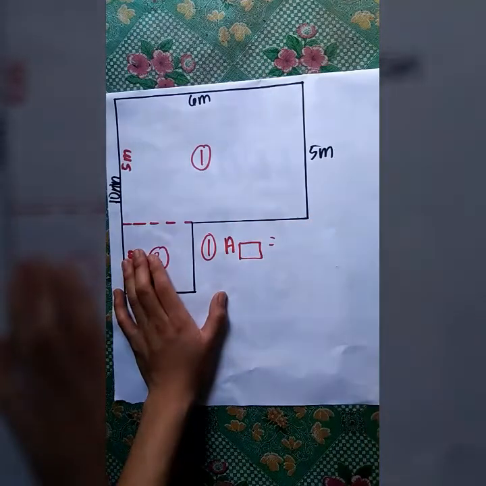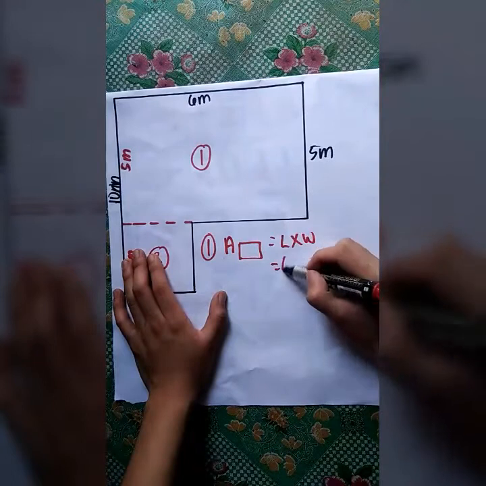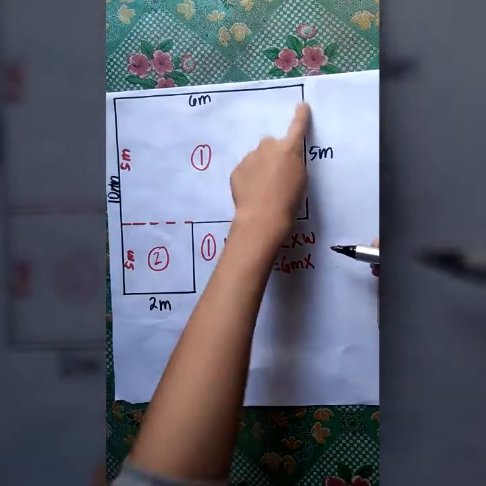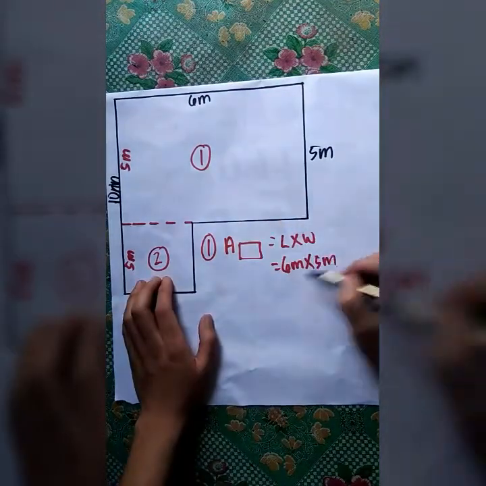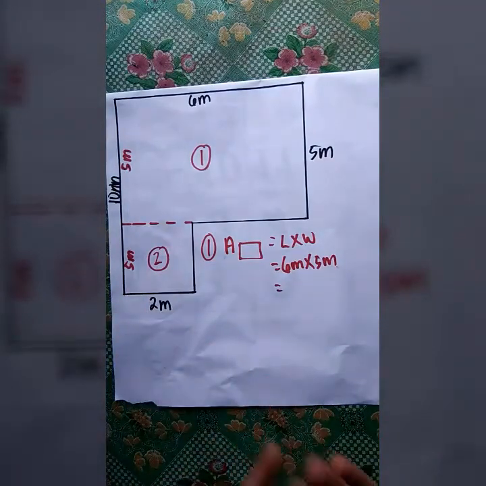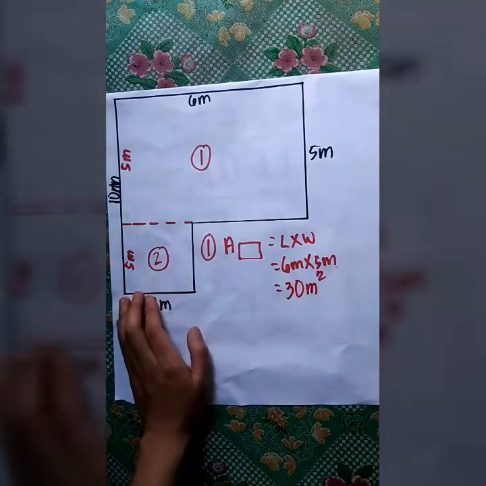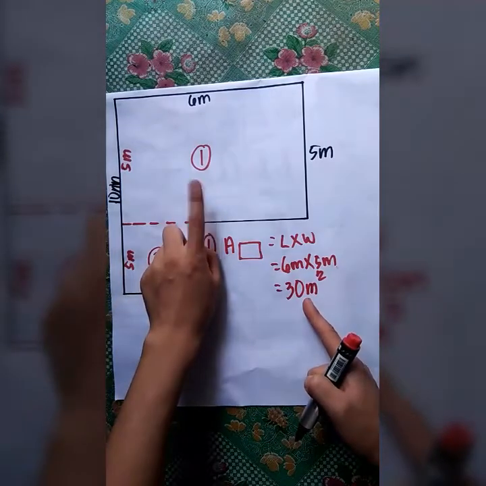Area of the first figure. It's a rectangle. Length times width. Length is 6 meters. Multiply it to the width, which is 5 meters. 6 times 5, 5 times 6, skip counting: 5, 10, 15, 20, 25, 30. So that is 30 meters squared. That's the area of the first figure.